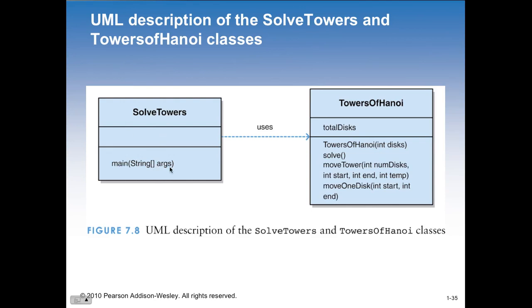Solve Towers has the main program, and it uses the main class, and the main class has the solve, the move tower, which is going to have the integer start, end, and the temp, and then the move one disk. So we have the two recursive functions that are calling themselves, because we can't do the same move over and over again.